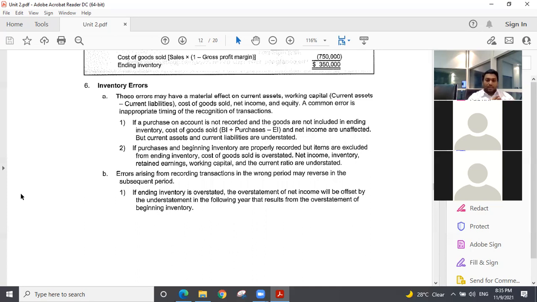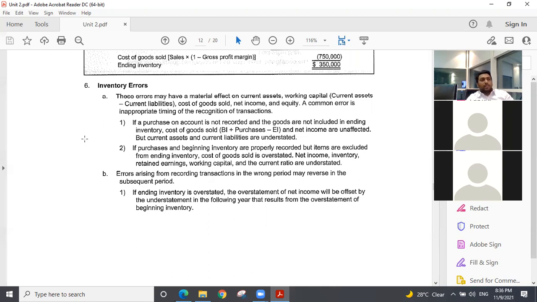So automatically these inventory errors are compensating errors. Next year it will automatically compensate. Next year's profit will be reduced. This year profit is high, but next year profit will be less because you record the purchase there. So here, inventory errors may have a material effect on current assets, working capital, cost of goods sold, net income, and equity. Okay.